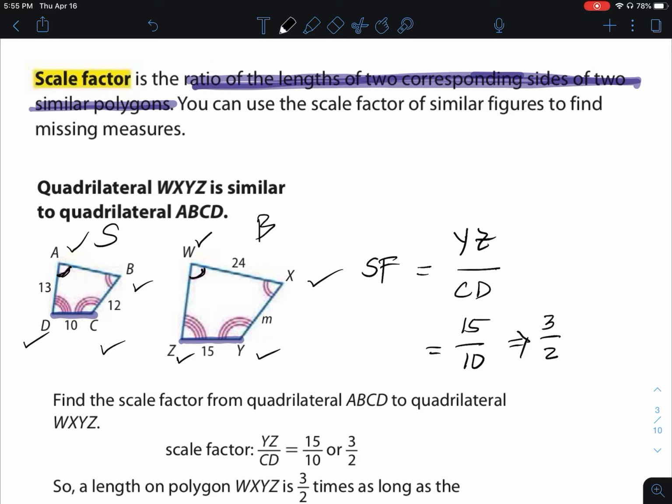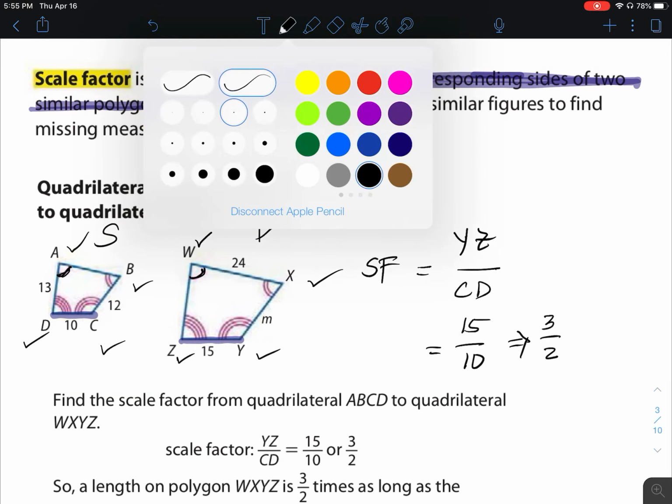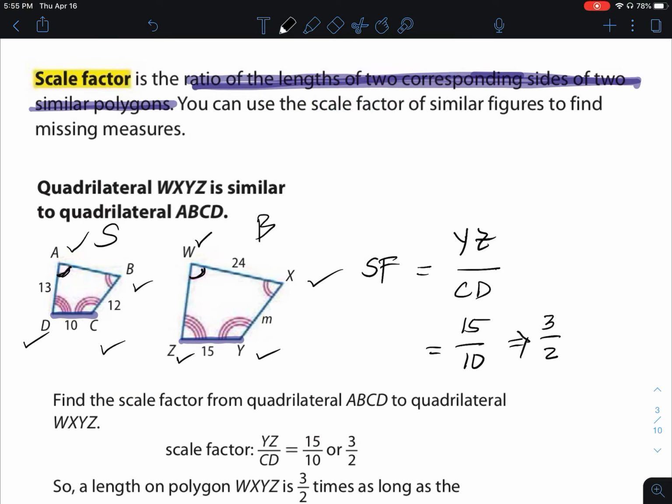Okay? So again, can we switch that around? Can I put CD over YZ as my scale factor? The answer is yes. But for our own purposes, so that we don't get confused, let's just stick to this particular rule for this lesson. Now, when you talk about scale factor, it's the length of the bigger figure over the corresponding length of the side of the smaller figure.